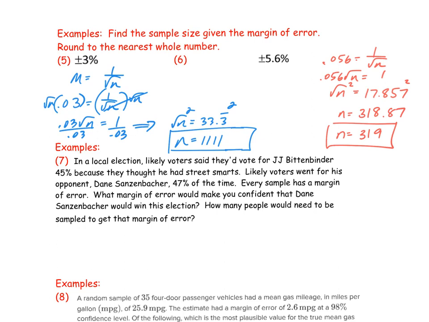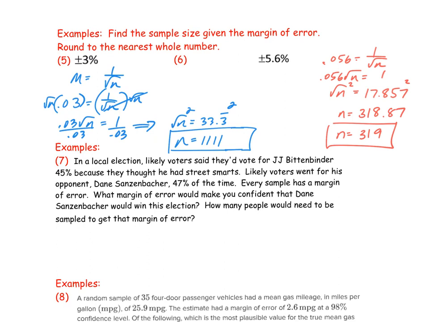All right, so I worked it out for you. So a sample size of 319 surveyed people will give you a margin of error of 5.6%. So going through the work real fast, you plug in your margin of error and you solve for n, multiply by root n, divide by 0.056, and then you square both sides. You get 318.87, which rounded to the nearest whole number would be 319 people.